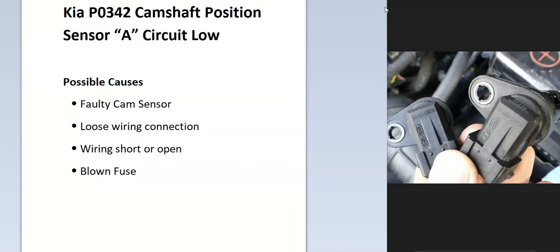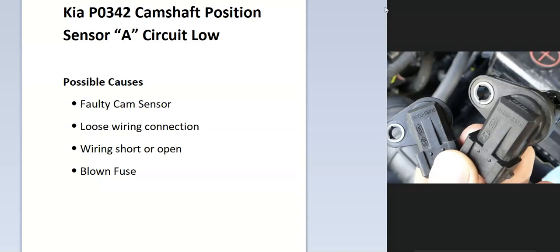Well, the onboard computer uses the camshaft position sensor to know the location of the camshaft as it spins. It uses this for timing, and it's seen an error inside of this, so it could be troubleshot to know why. Some of the possible causes: it could be a faulty cam sensor, a loose wiring connection, a short or an open in the wiring, and possibly a blown fuse.